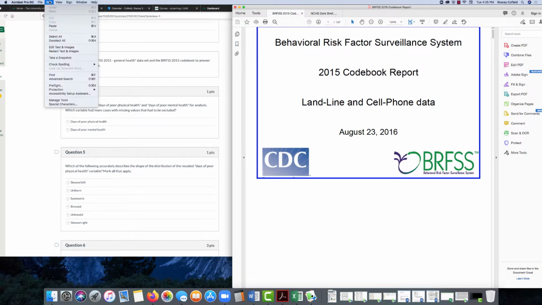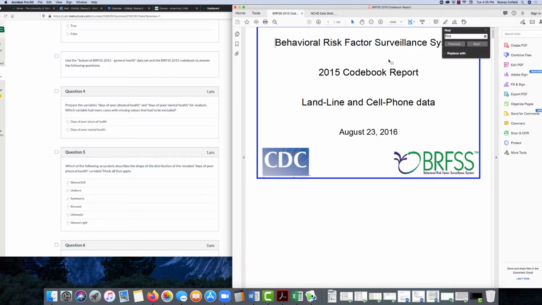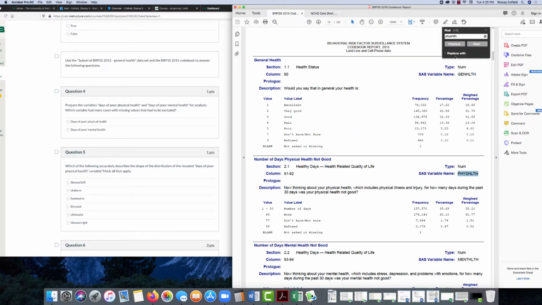I am going to go into edit and find, and I'm going to type in PHYS physical health, which I've searched for before. And you can see here in the code book that it is on page 13. Here is the question. Now, thinking about your physical health, which includes physical injury, illness or injury, and how many days during the past 30 days was your physical health not good? It is asking for a numeric response. We need a number. We need a number out of 30.